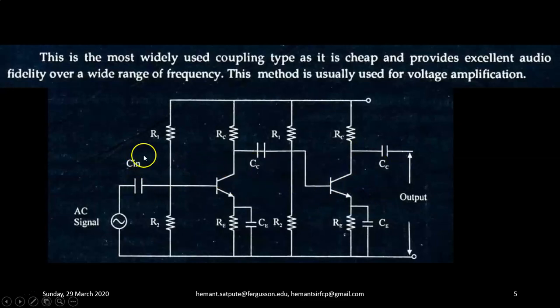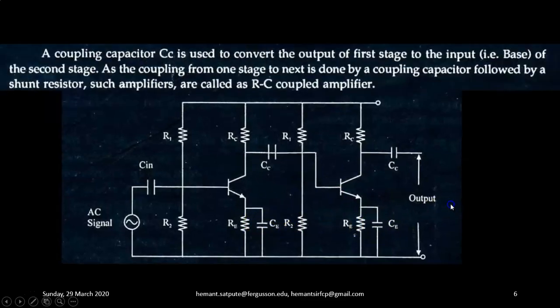Cin and Cc. Cin is the input coupling capacitor, Cc is the output coupling capacitor, and this Cc is the intermediate coupling capacitor which couples the output of the first stage to the input of the next stage, while Ce is the emitter bypass capacitor. Okay, now let's begin.